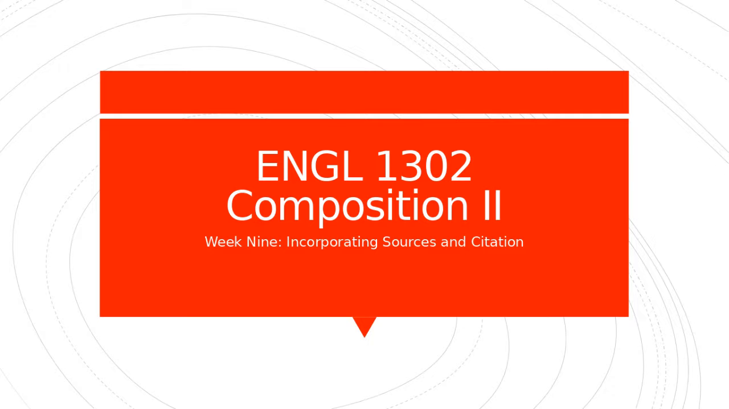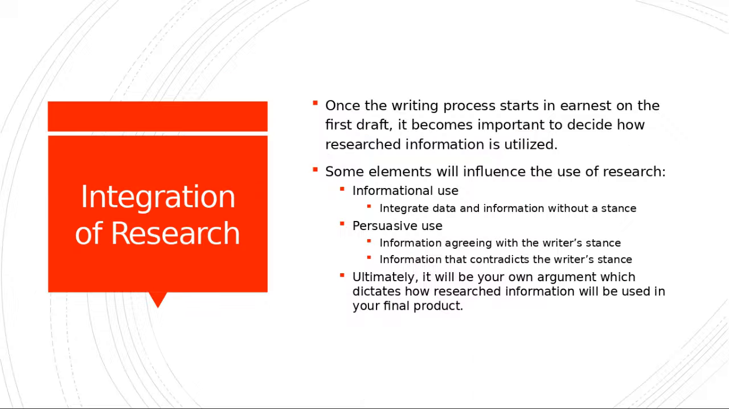So let's start off with the slides here for incorporating sources and citation. Once the writing process starts in earnest on the first draft, it becomes important to decide how research information is utilized. Now, there are some elements that are going to influence the use of research: whether it's going to be used for information or for persuasion. For informational use, you're going to want to integrate data and information without a stance, mainly so that you can show that you are being fair about the information you're presenting, that it's legitimate, that it is verifiable.